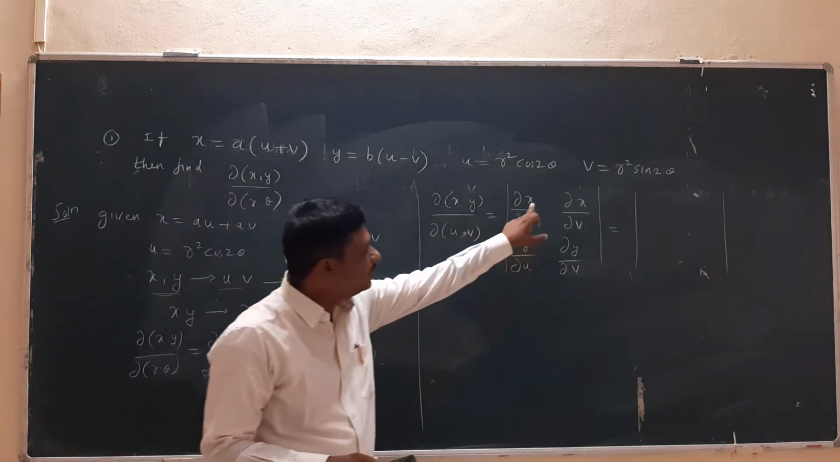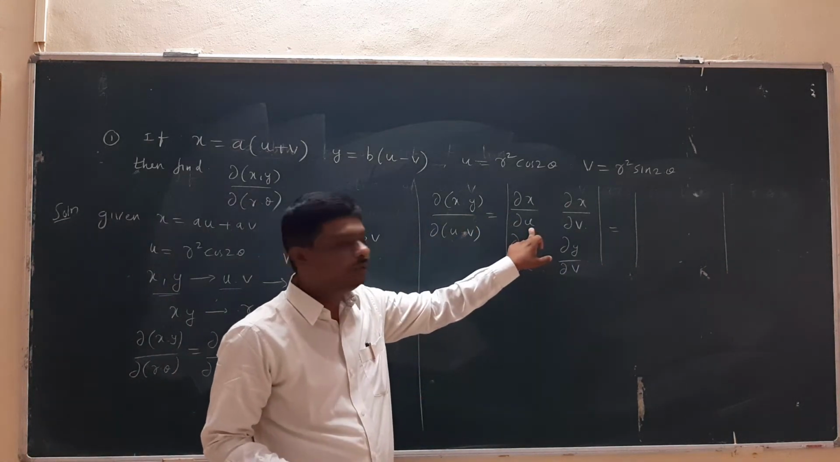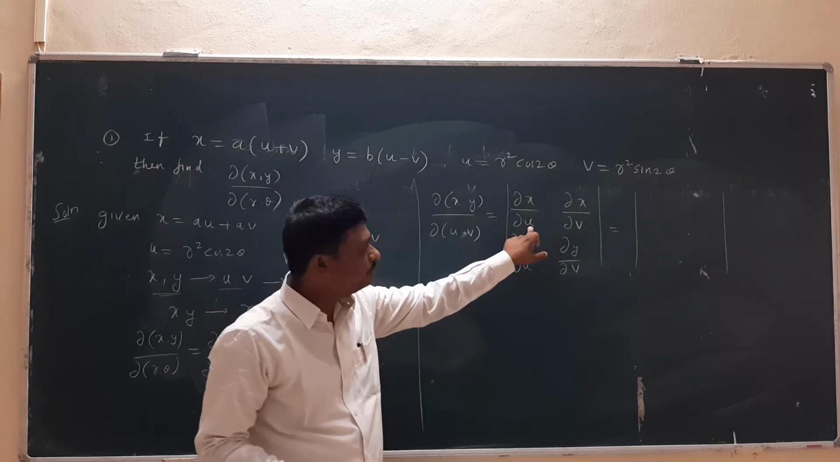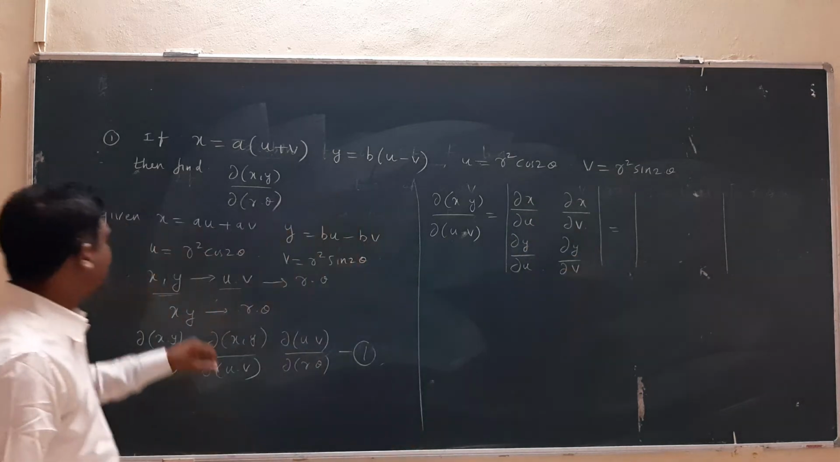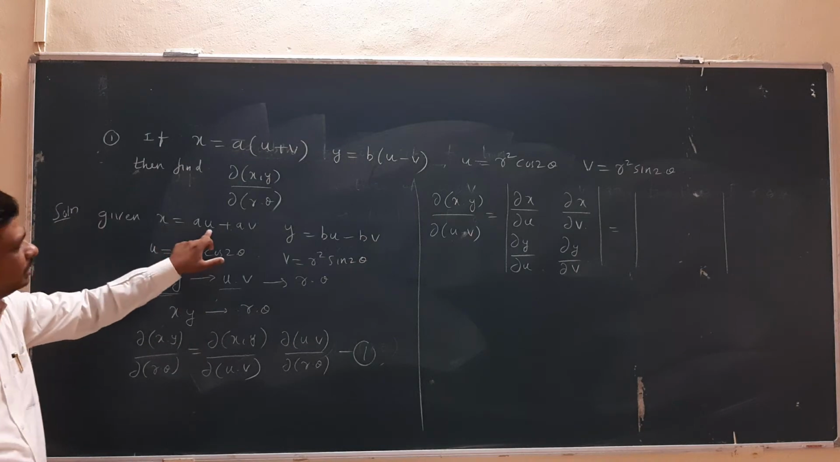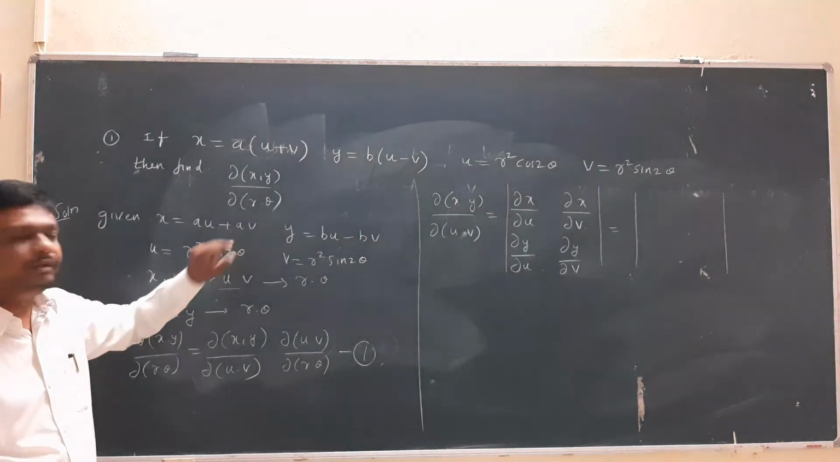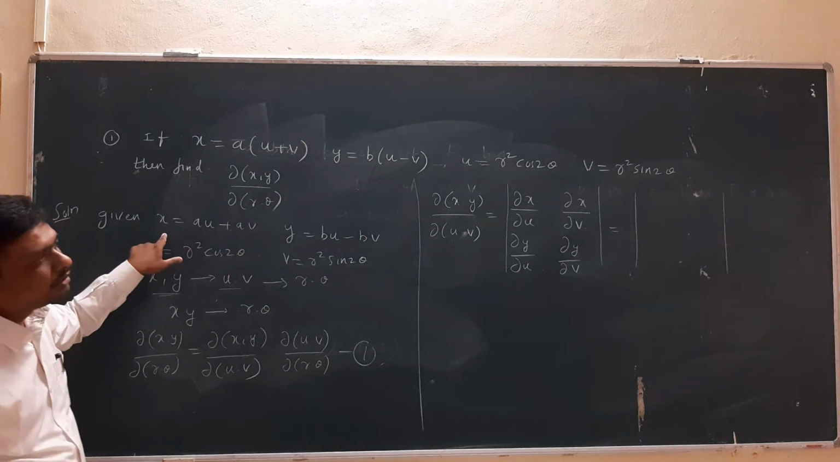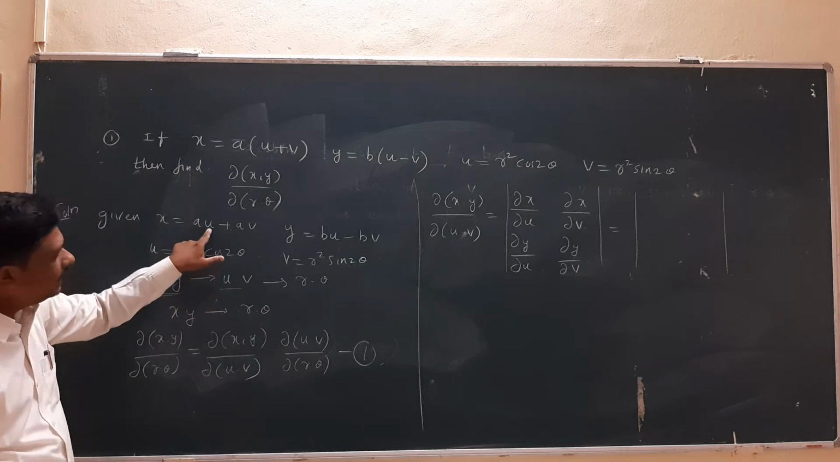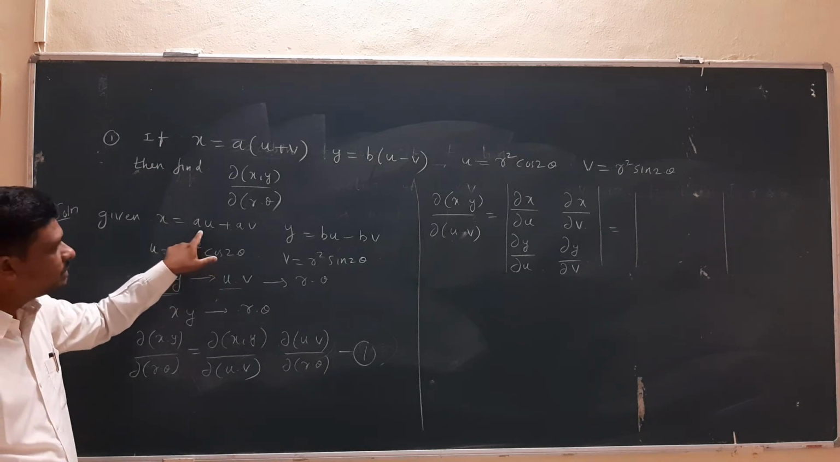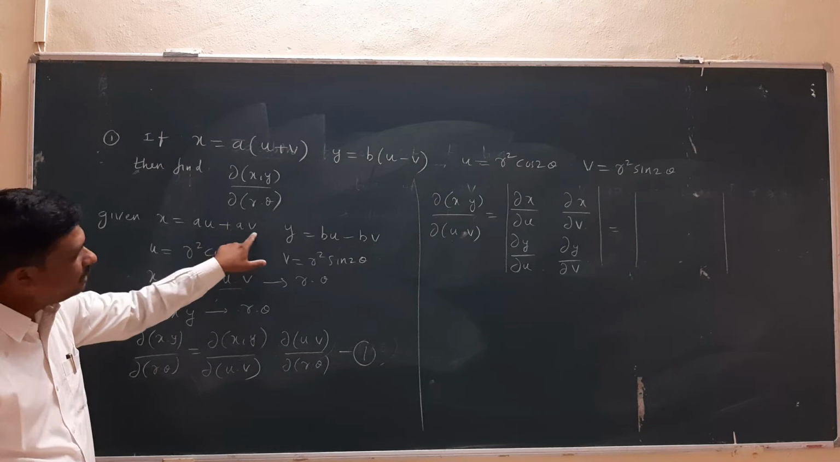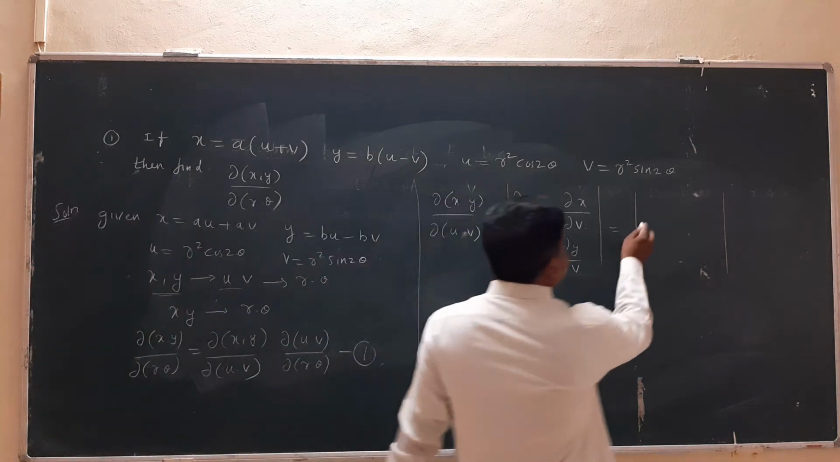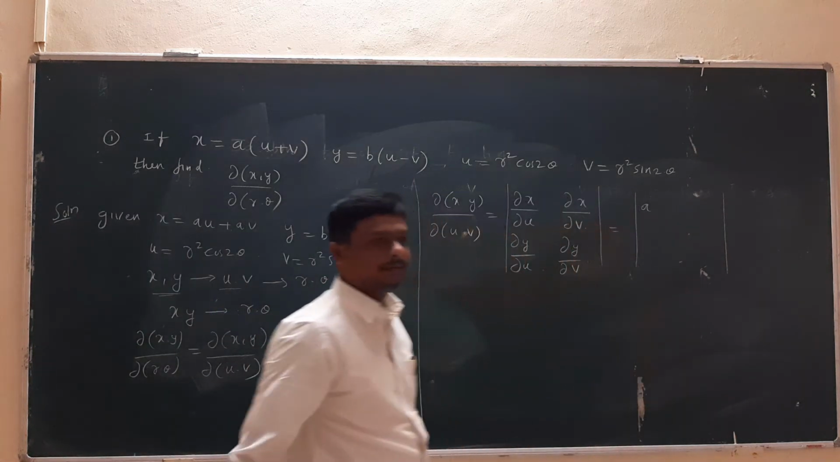First one is ∂x/∂u. Differentiating x with respect to u, taking v as constant, because here x is the dependent variable, and u and v are independent variables. So ∂x/∂u: the derivative of a into u with respect to u is a, and the derivative of a into v is 0. So here I will get this as a.